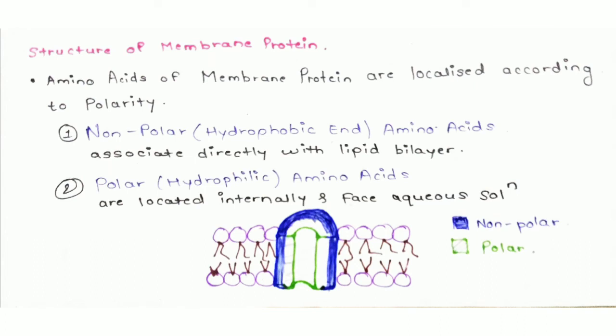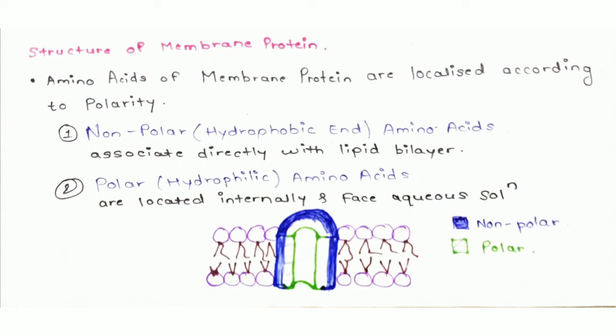As you know, in phospholipids, we were dealing with the hydrophilic end and hydrophobic end. Similar things are also here. Here, the amino acids of membrane protein are arranged according to their polarity, meaning non-polar amino acid, that is hydrophobic, water hating, are associated directly with the lipid bilayer, whereas the polar or the hydrophilic amino acids are internally arranged near the aqueous solution. To simply understand this concept, just imagine a hollow cylinder.